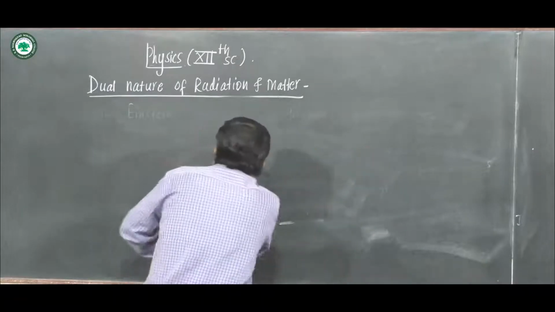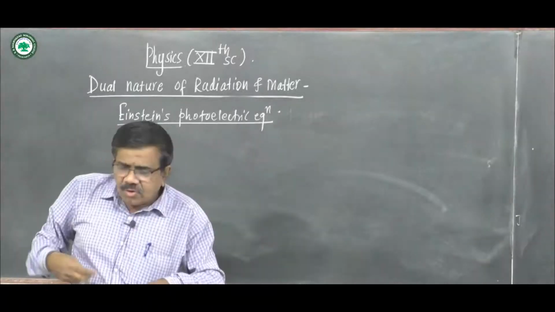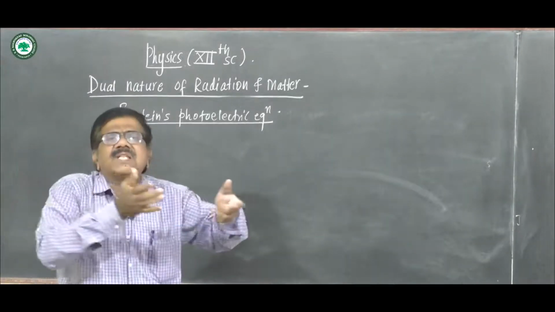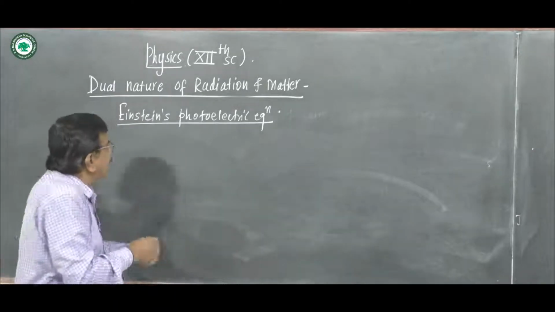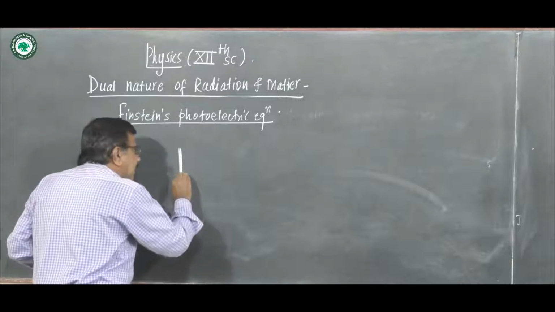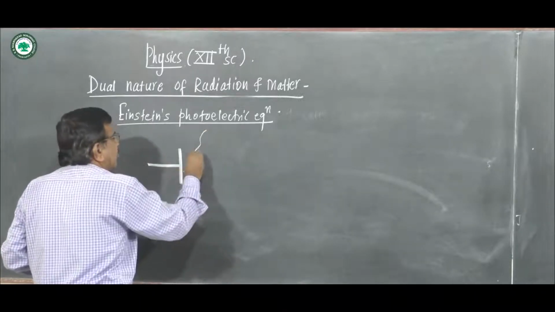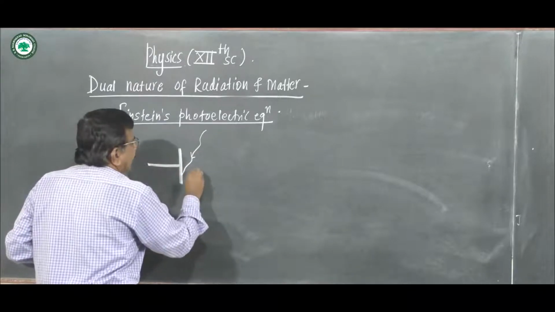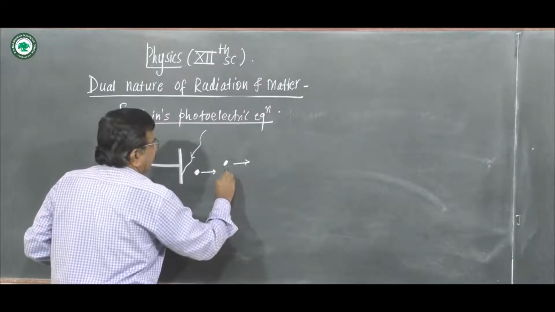Einstein's photoelectric equation. When radiation of frequency nu is incident on a photosensitive surface, we know that in photoelectric emission, this is the emitter plate, radiation is incident on this surface, and photoelectrons are emitted like this. These are the photoelectrons.